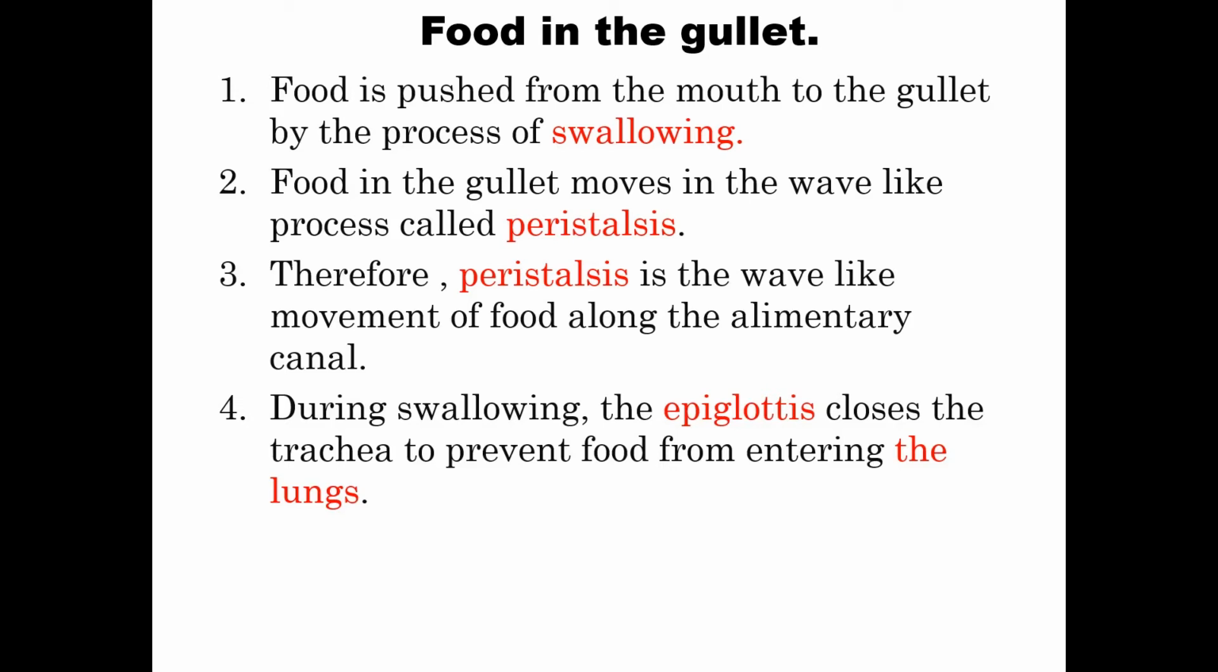Now, another thing you need to know, during swallowing, there's a part called the epiglottis. This epiglottis is found between the gullet and the windpipe. The windpipe helps to take the air into the lungs. Therefore, this epiglottis closes the trachea to prevent food from entering the lungs.